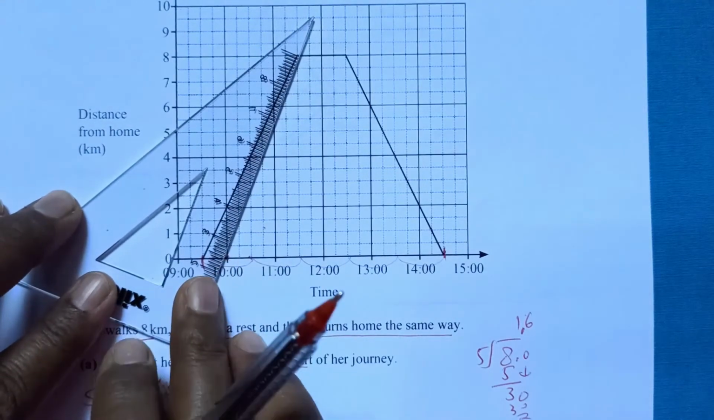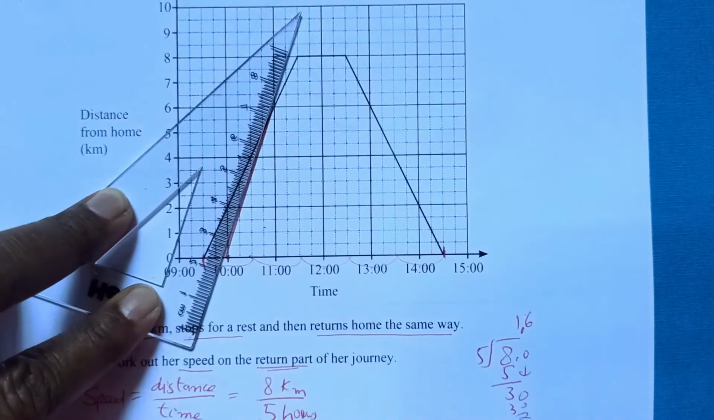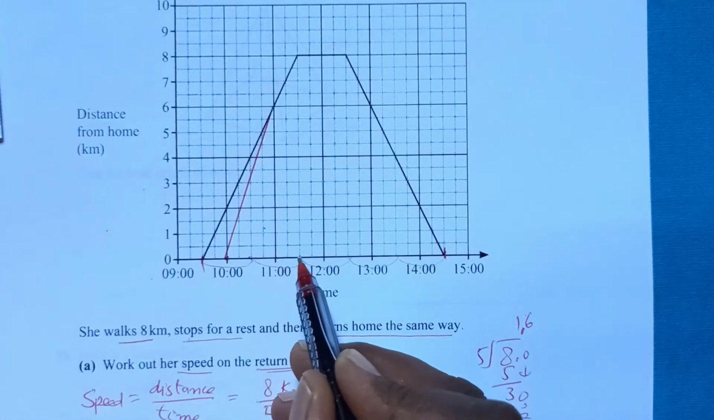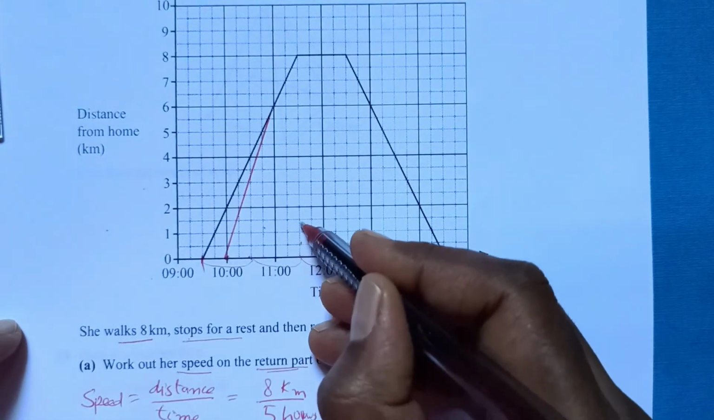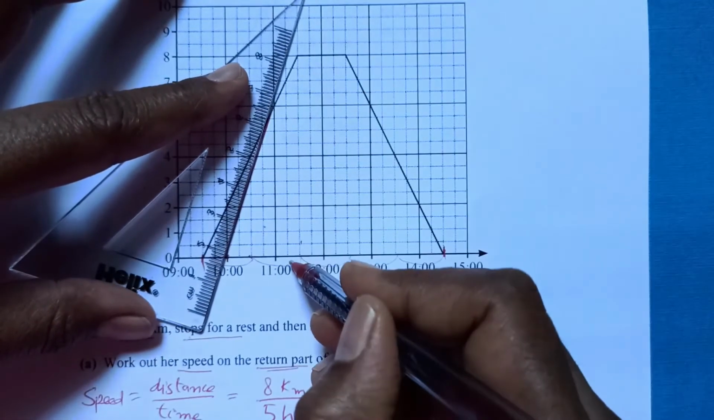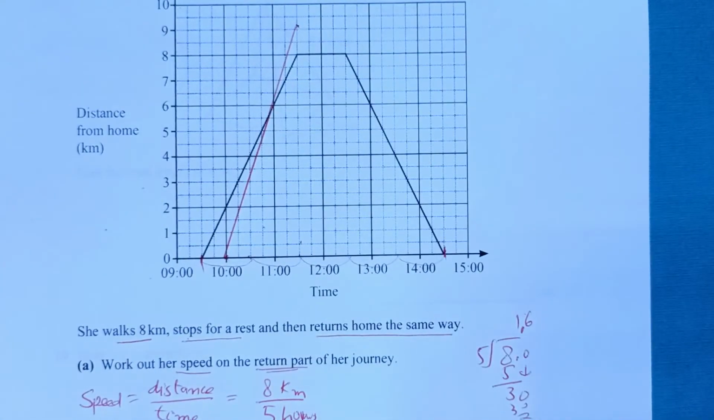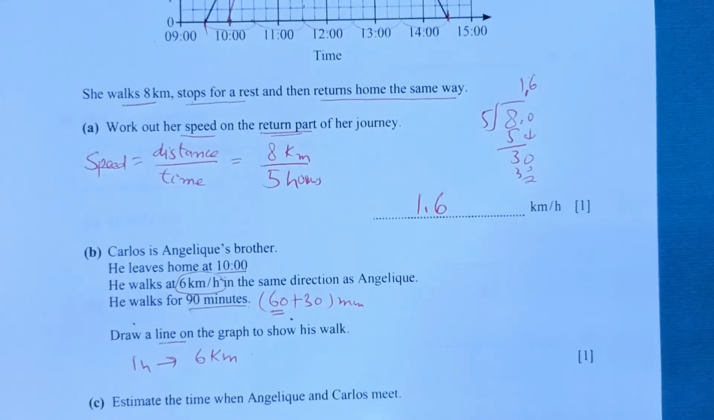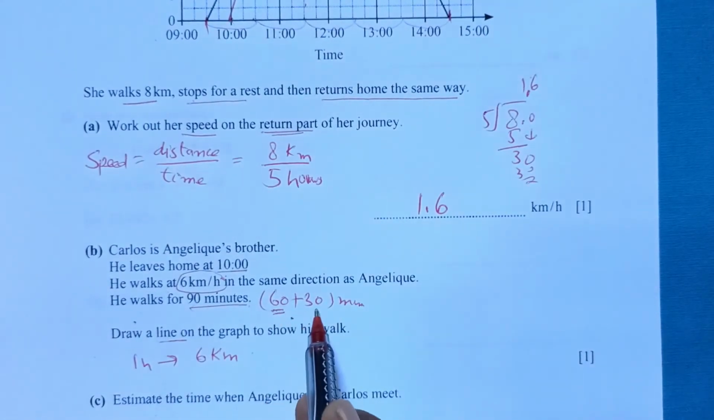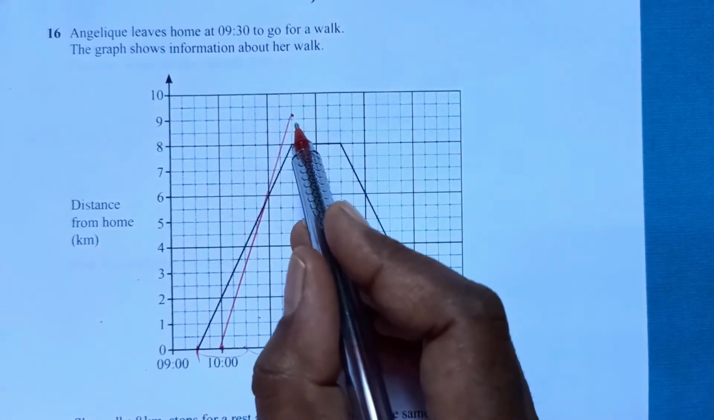from 10 up to 6 is here, and he walks 30 more minutes. 30 more minutes means he stops at 11:30. So we are going to extend this line up to 11:30. So 11:30 is this one, up to here. So this is his journey. Draw the line graph for his journey. So this was his journey, 60 plus 30 minutes, so 90 minutes, he will be at this point.